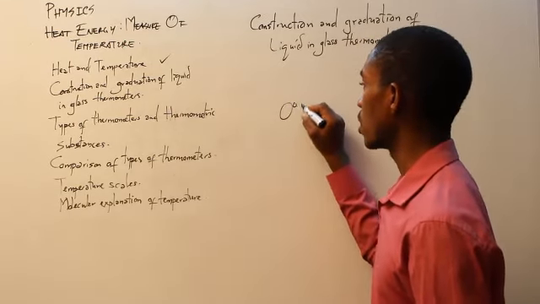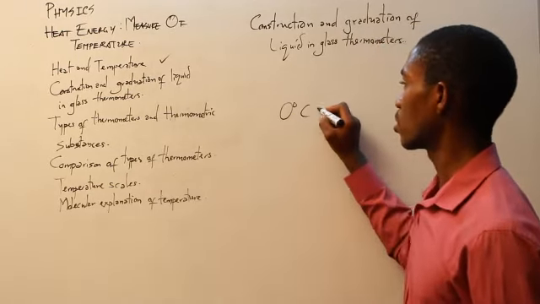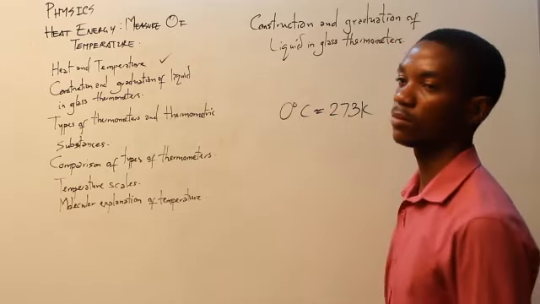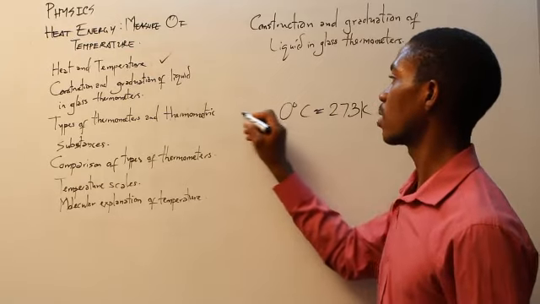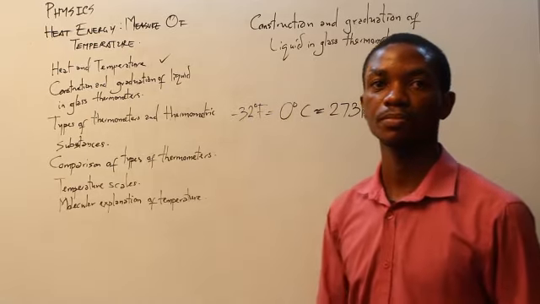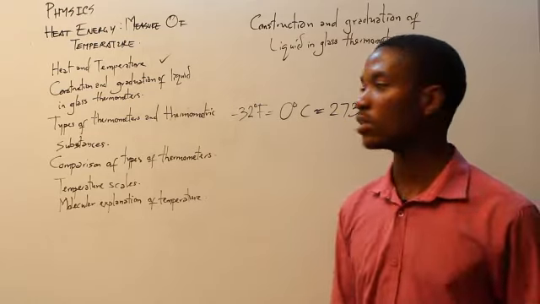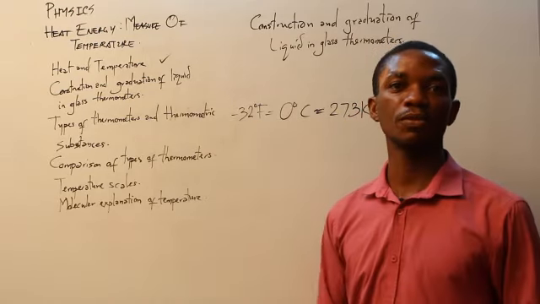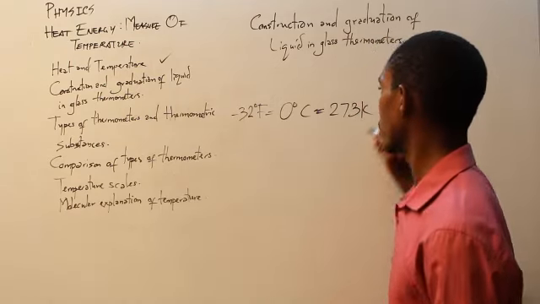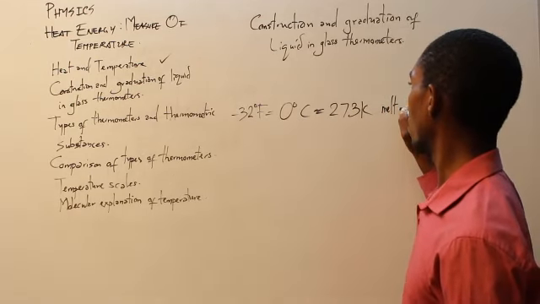Which is described as 0 degrees Celsius. 0 degrees Celsius is the same thing as 273 Kelvin, and it is also the same thing as 32 degrees Fahrenheit. That is the lower point, which is the freezing point of water or the melting point of ice.